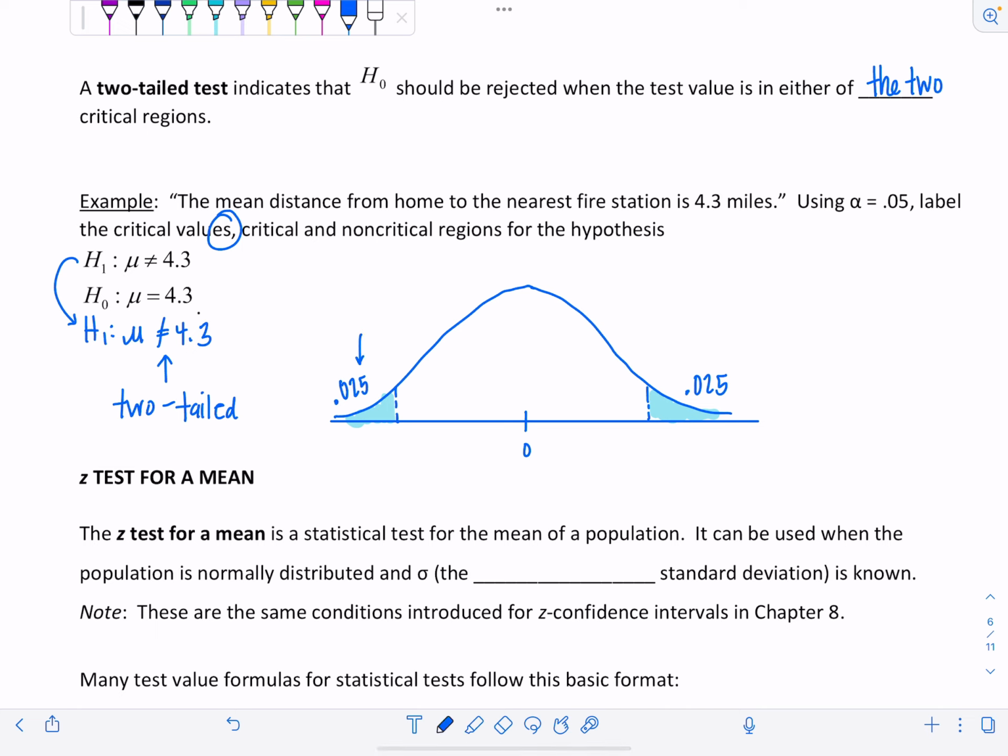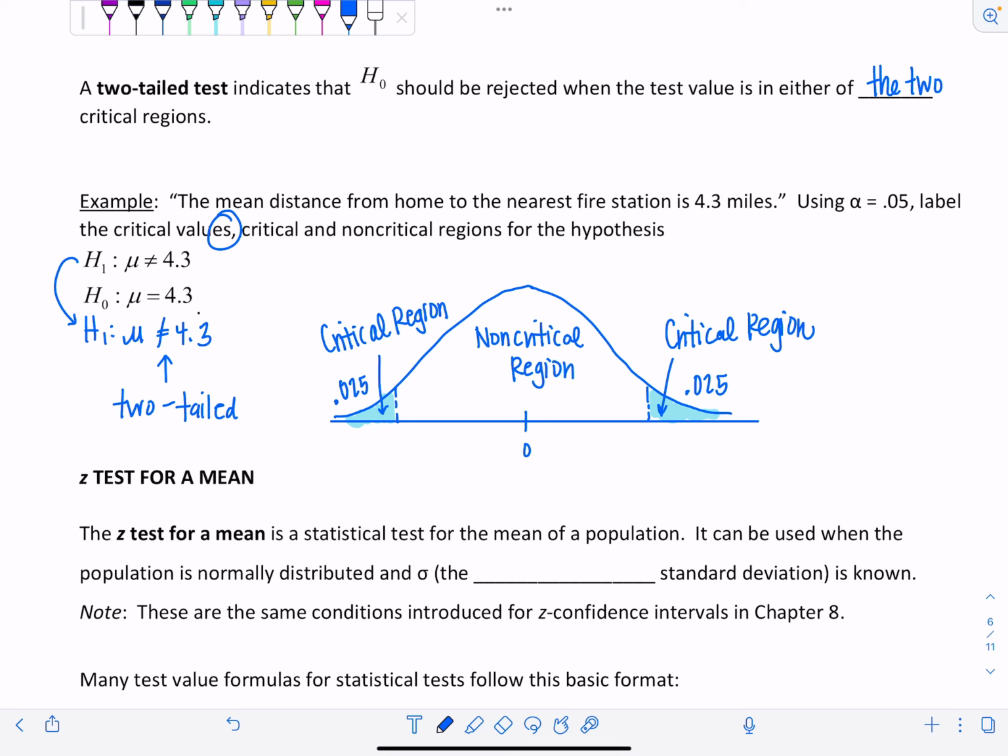Each of these is a critical region. Let me move the arrow into the region. That's critical region number 1. And then this is another critical region. So if your test value falls in either of those regions, you would reject the null. The middle is the non-critical region. And what are the critical values? Well, one of them's over here, and one of them's over here.